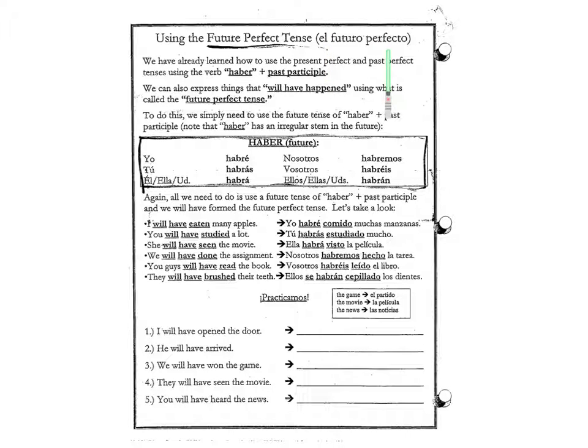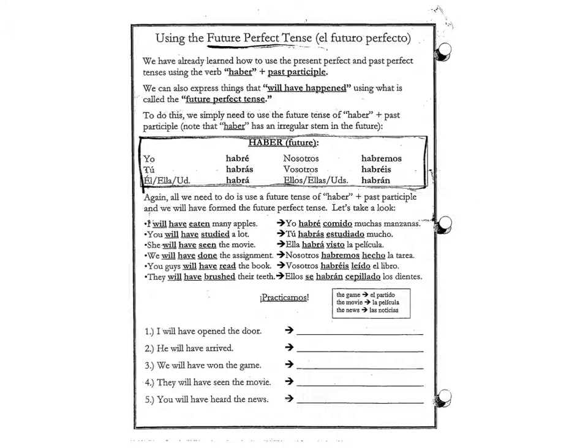We've got the futuro perfecto here. With this is stuff that will have happened. This one, that's weird. When would we ever use this? Well, here's several examples down here that you would use that with. So we are going to take the verb haber. We are going to conjugate it for the future. So we've got habré, habrás, habrá, habremos, habréis, habrán. And then you add your past participle.